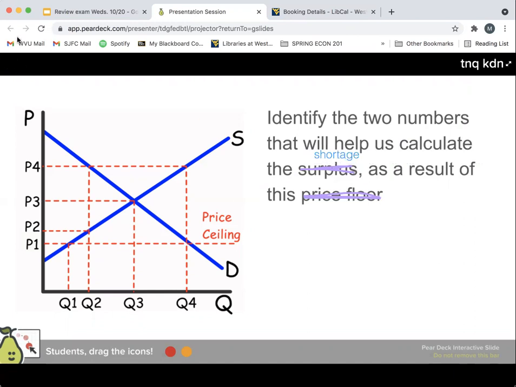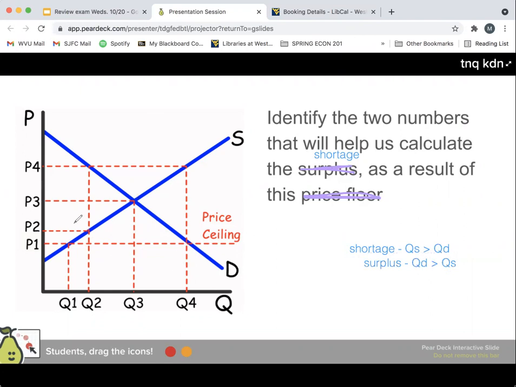So a surplus would be if we were looking at a price floor, where it's a minimum allowed price, whereas a shortage tells us quantity supplied is less than the quantity demanded, right? Because we don't have enough to go around. What a surplus is going to tell us is the opposite: our supply is higher than our demand here. So we have a surplus of product. All right, so let's identify the two numbers that help us calculate that shortage.